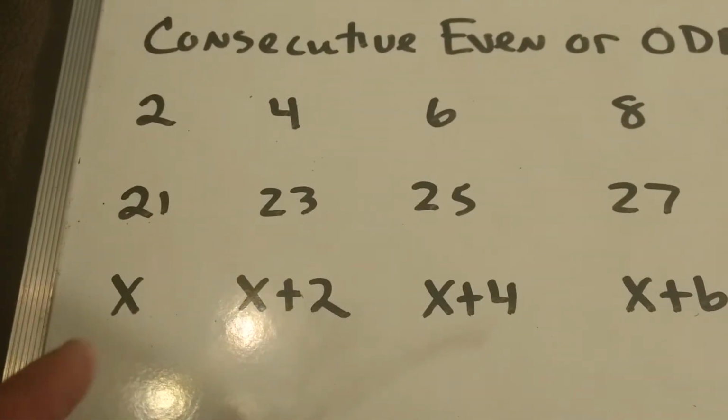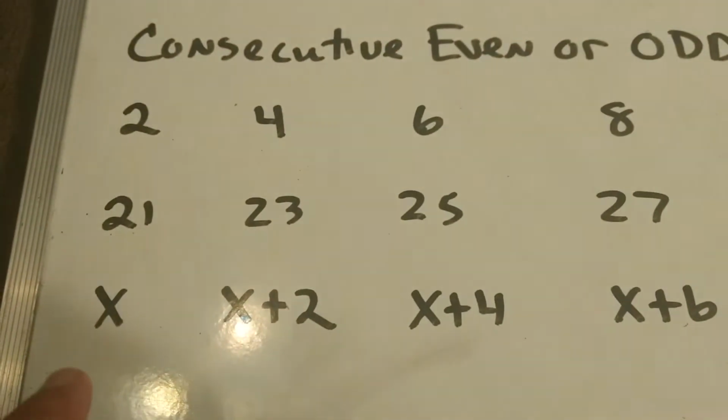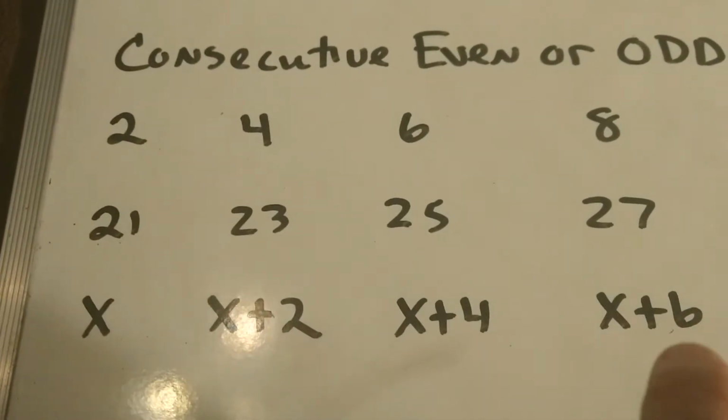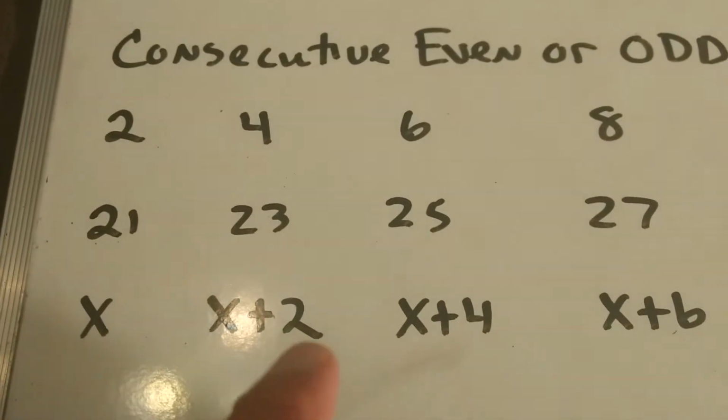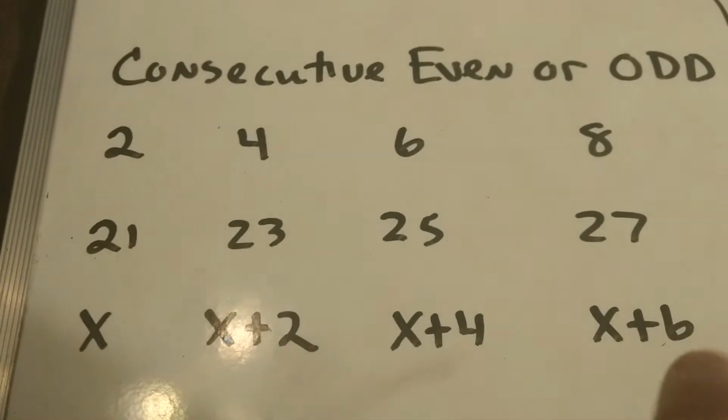The biggest mistake made is that when students see consecutive odd, they want to put x, x plus 1, x plus 3, x plus 5. It's not the way it works. Whether it's consecutive even or odd, it's x, x plus 2, x plus 4, x plus 6.